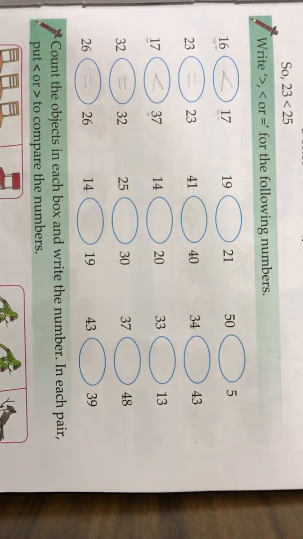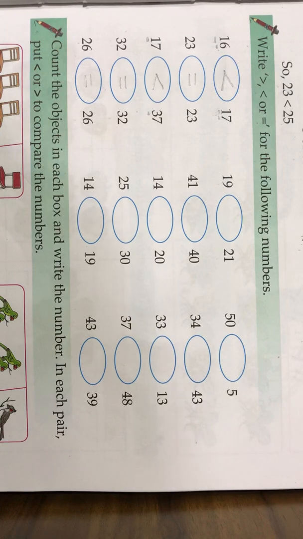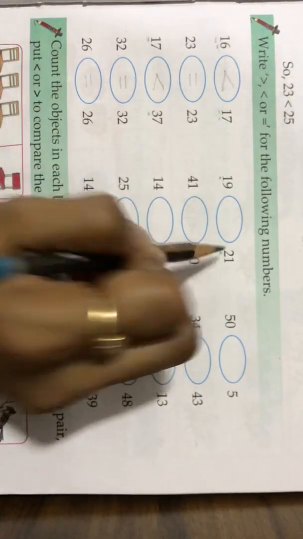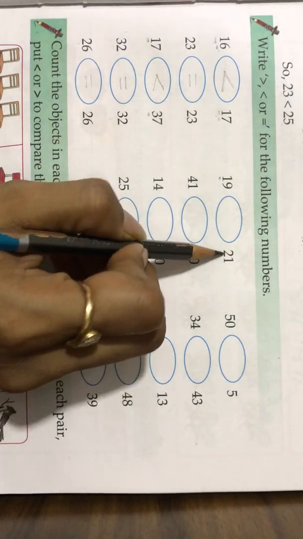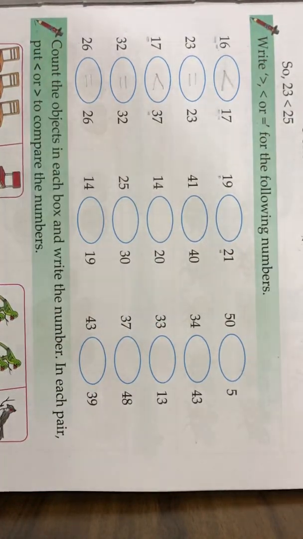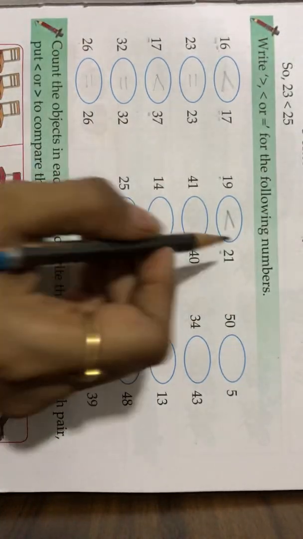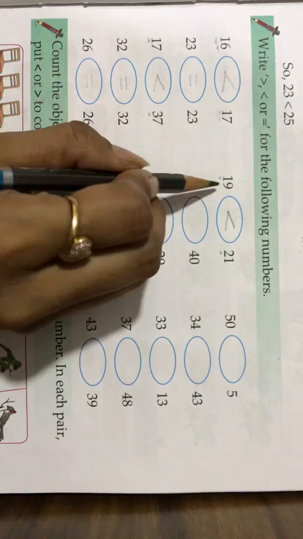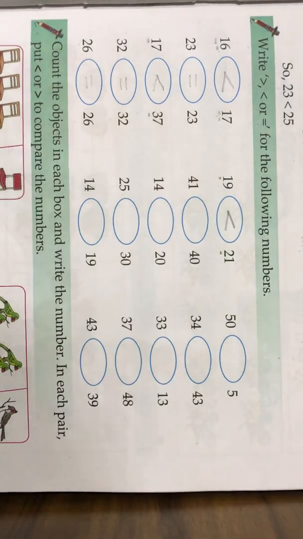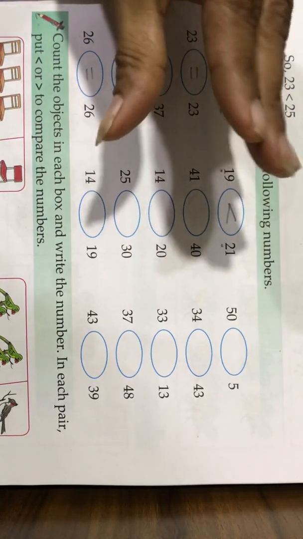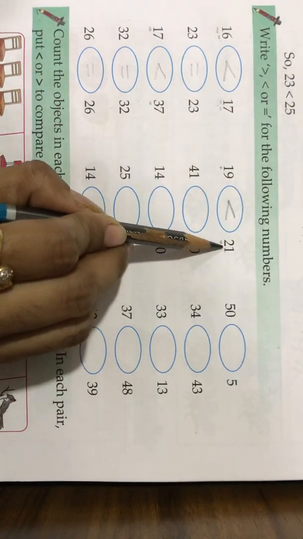19, 21. Who is going to tell me which sign will come here? Let's check. 1 ten, 2 tens. So 2 is bigger than the 1. So 19 is less than 21. 21 is greater than 19. So, the open side will always come to the bigger number.